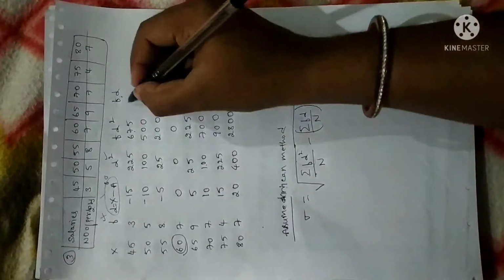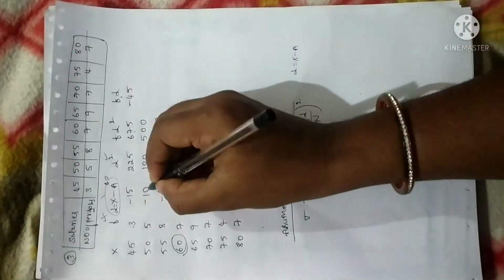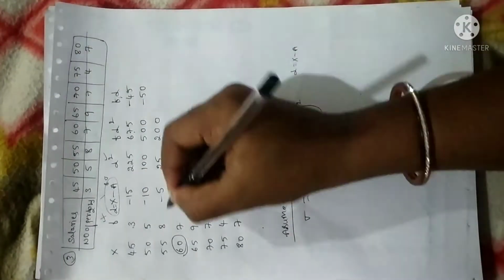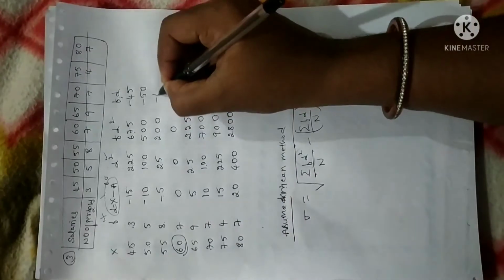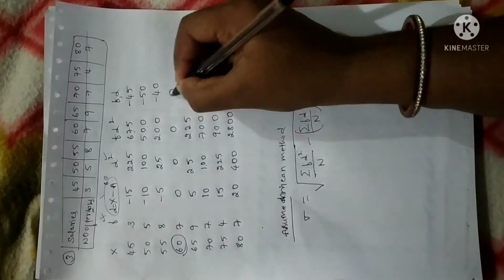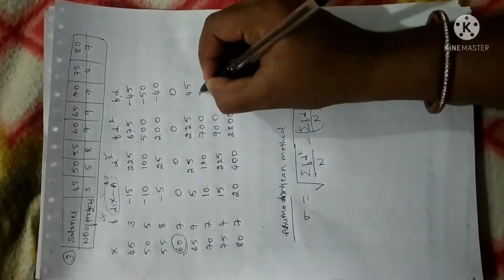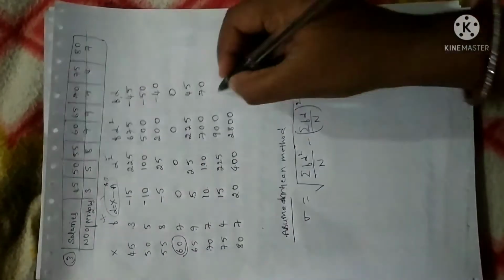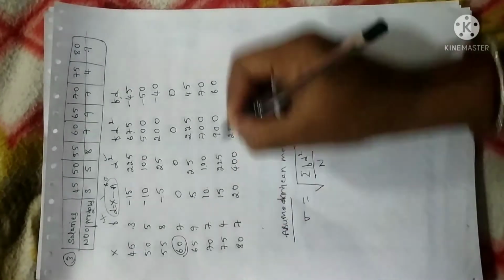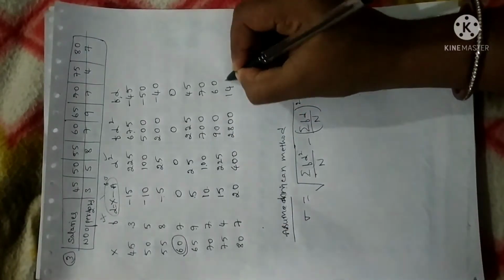3 into minus 15, minus 45. 5 into minus 10, minus 50. 8 into minus 5, minus 40. 7 into 0, 0. Next, 9 5s are 45. Next, 7 10s are 70. 4 into 15 is 60. Next, 7 20s are 140. So I have obtained fd and fd square value.